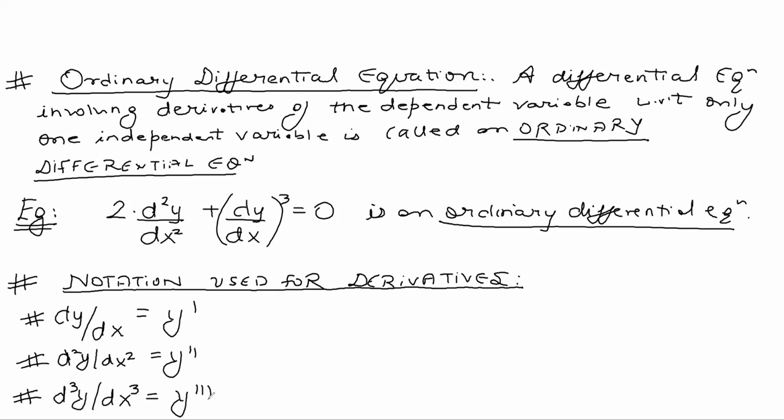In general, dny by dxn we write as y subscript n, not y to the power n. y subscript n means you are finding dny by dxn. All students should be familiar with these notations. Whenever we write dy by dx, we can write it as y dash; d square y by dx square as y double dash; d cube y by dx cube as y triple dash, and so on.